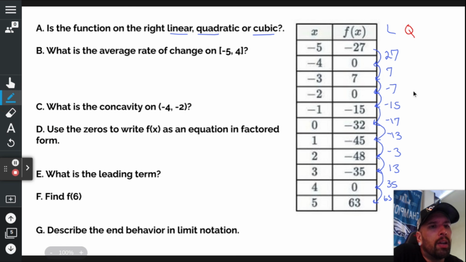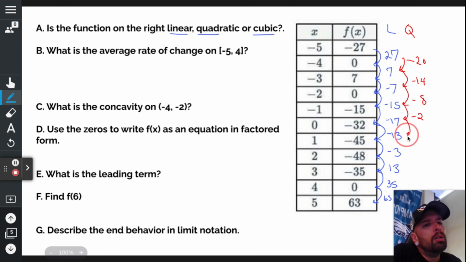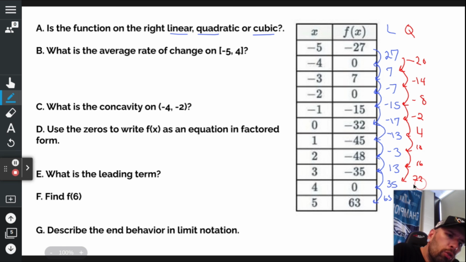Let's check to see if it's quadratic. Minus 20, minus 14, minus 8, minus 2, plus 4, plus 10, plus 16, plus 22, sorry face, plus 30. So not quadratic. So the rate of change over consecutive equal length input value intervals are not the same.